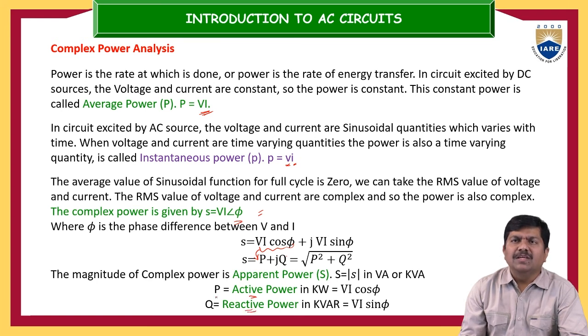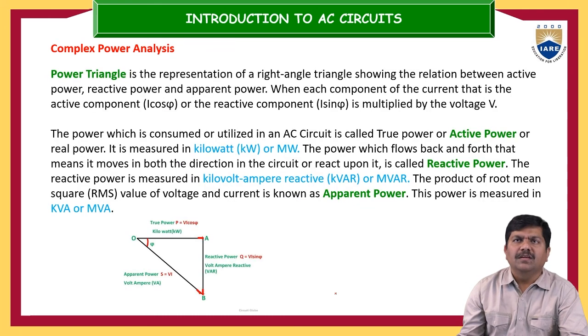This capital P is the active power, and capital Q is the reactive power. Active power is represented in kilowatts, which are the units of active power. This is also called the wattful power, and this is the actually required power. And Q is the reactive power, the wattless power, with units of kVAR. This is the representation for reactive power.